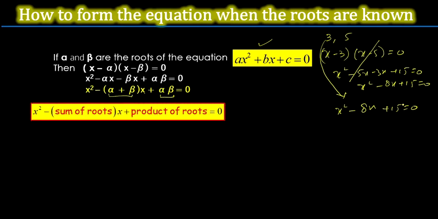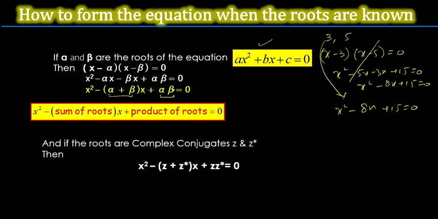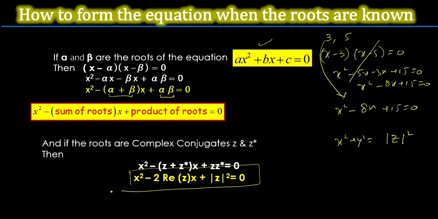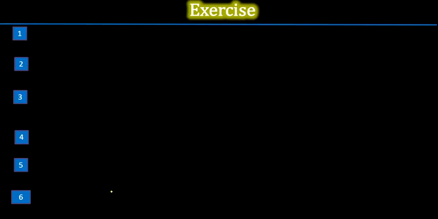Now if the roots are complex, then what happens? You know the complex roots are in conjugate pairs. So in place of alpha plus beta, you write z plus z conjugate. In place of alpha beta, you multiply these two roots. We have done in lecture number 1, when the roots are added in conjugate pairs, you get twice the real part, and when multiplied you get x square plus y square, or you can say the square of the modulus. Please note down these key properties. This way you can form the equation with the known roots, and in examination you will find questions based on this concept.